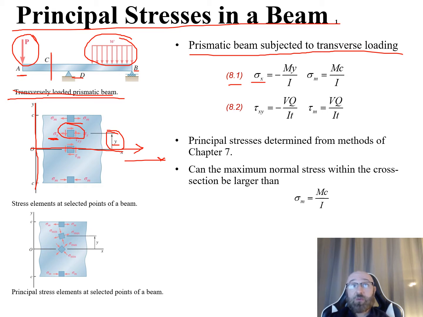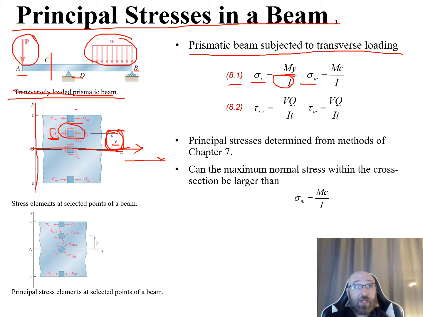So for this, what we can see is that σx is equal to negative our moment times y, where y is that distance going from our neutral axis up to that element right here where our σx is. And this is all going to be divided by our moment of inertia I. Now, what if we wanted our σm right here?